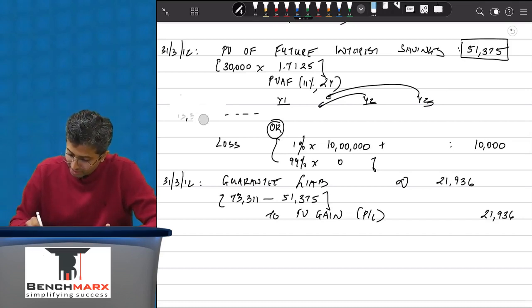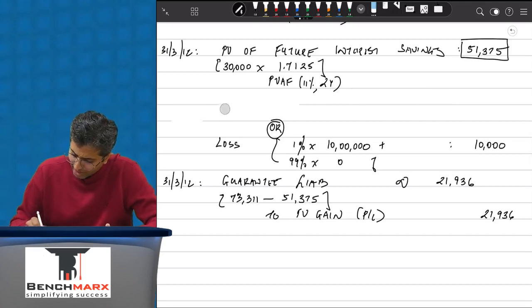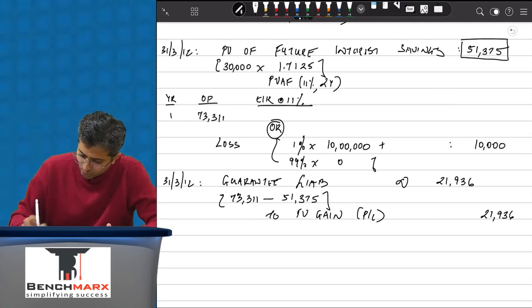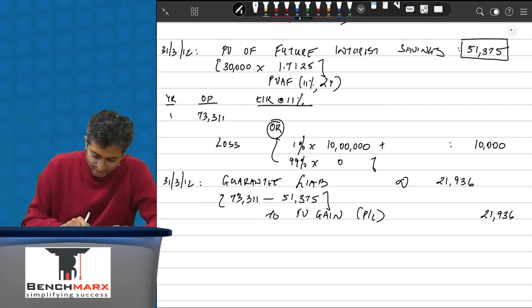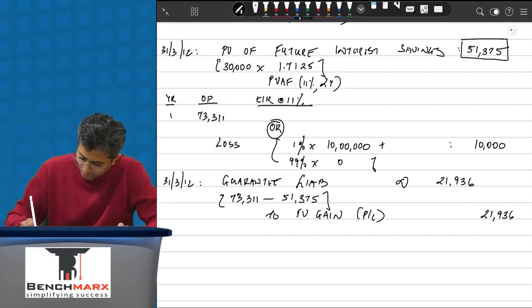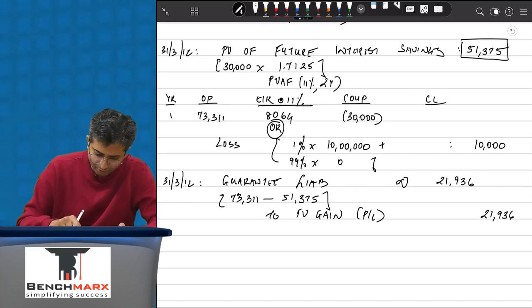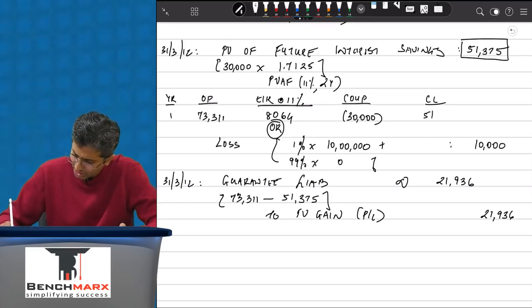What the institute has done is prepare an amortization table. It says this is year 1, where the opening is 73,311. Let us say the effective interest rate at 11% would be 73,311 into 11%, which comes to 8,064. The effective coupon will be 30,000, the savings, and hence the closing, if you calculate, will be 73,311 plus 8,064 minus 30,000, and you get the same number, 51,375.